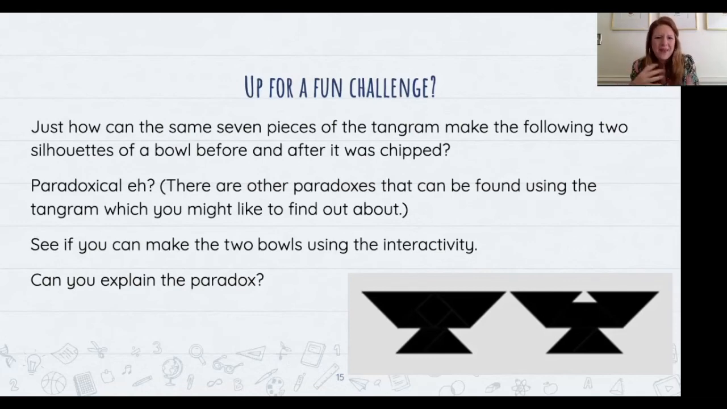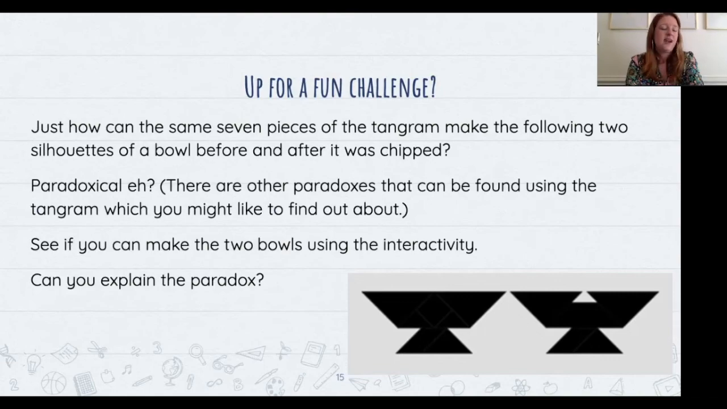So what we mean by paradoxical is we have 7 pieces for both, the exact same pieces, the shapes are still the same, but we can make 2 different shapes. So your challenge is, see if you can make 2 bowls using the interactivity. Can you explain the paradox and how it happens?